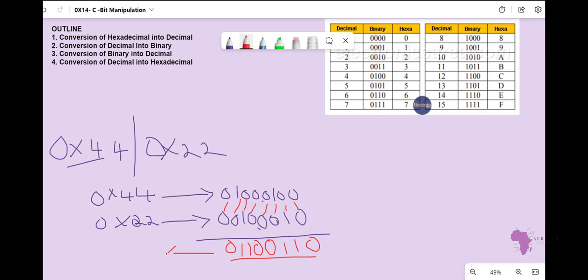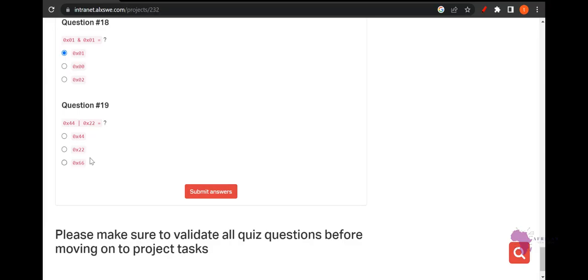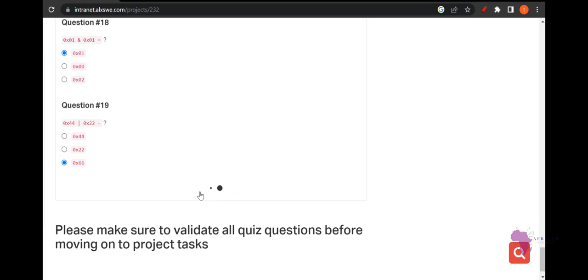Then we have to convert it back to hexadecimal. In hexadecimal, we will get something like 0x06, like that, guys. So now let's get our answers. This one. Then we are done with that. Let's submit.